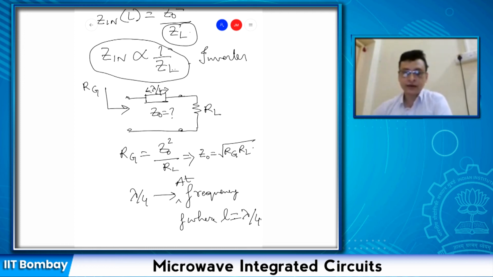So for example, if we have a quarter wave transformer at 1 gigahertz frequency, it will not be a quarter wave transformer at 2 gigahertz frequency. So this is important. Please understand this. A quarter wave transformer is a quarter wavelength long only at a particular frequency, not for all frequencies.